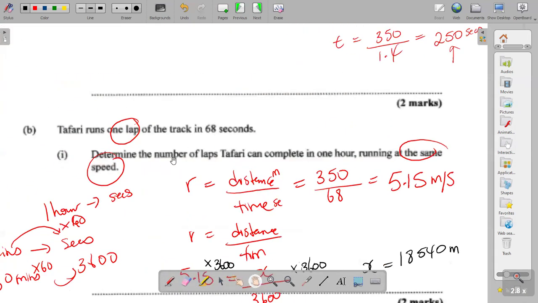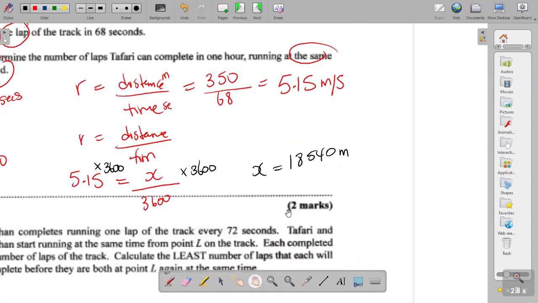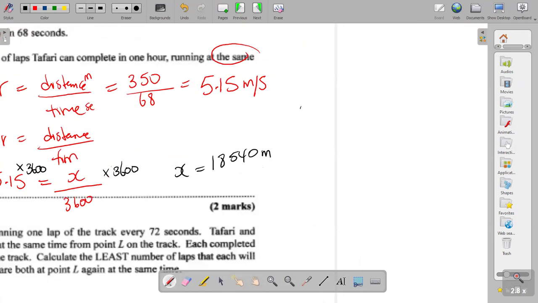What did they ask us for? How many laps? What do I do to find out how many laps? One lap is how much? 350. What do you think I have to do with that? Excellent. So the number of laps is this number divided by 350. Do that quickly.